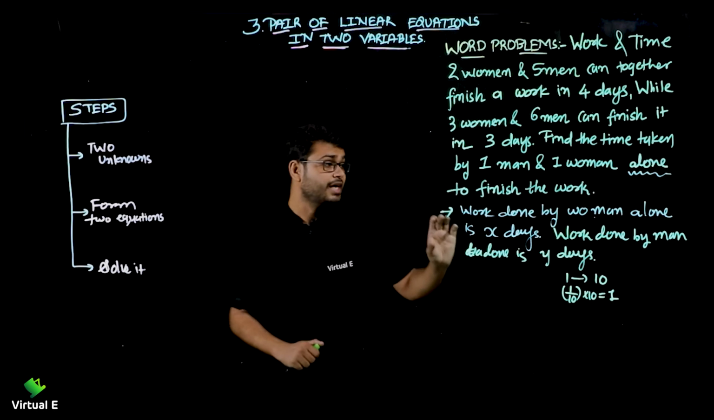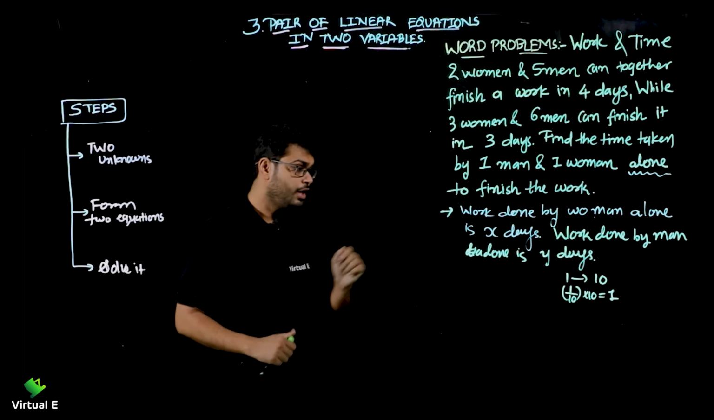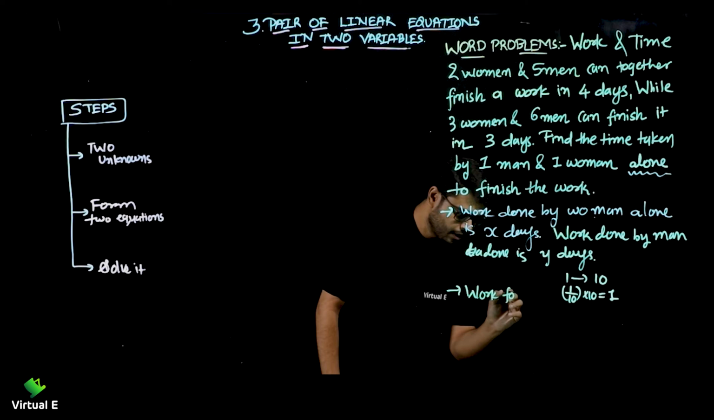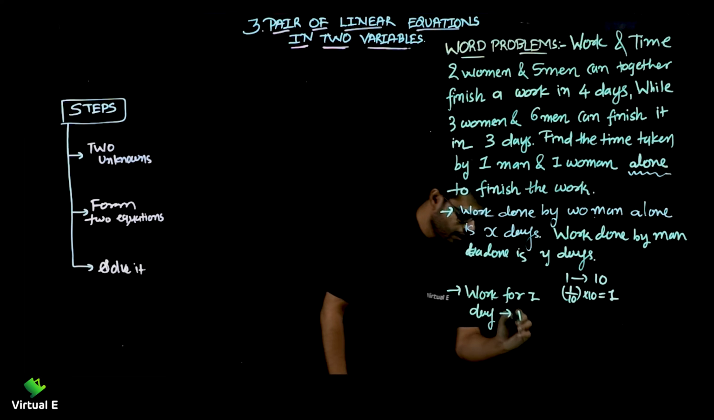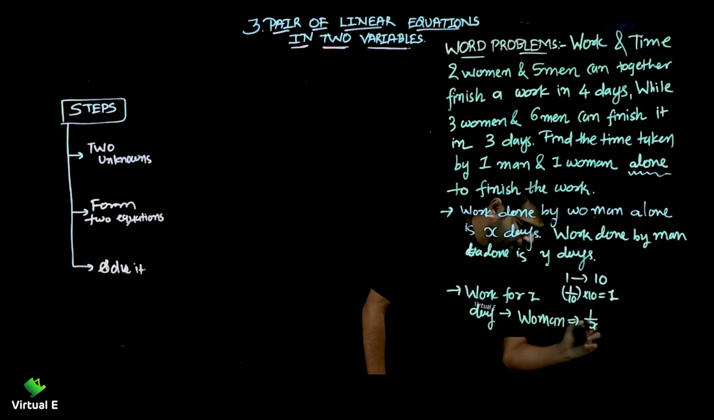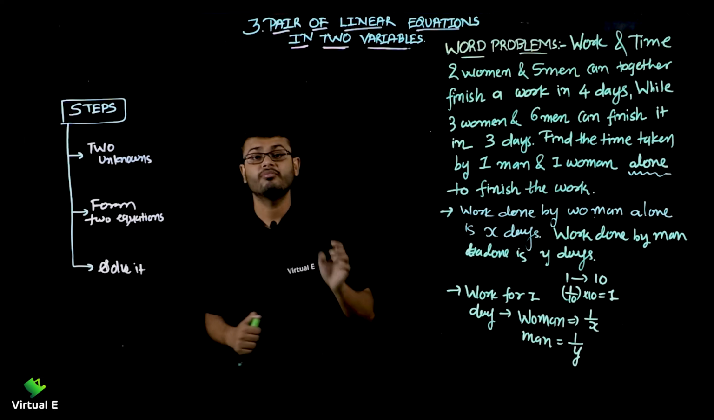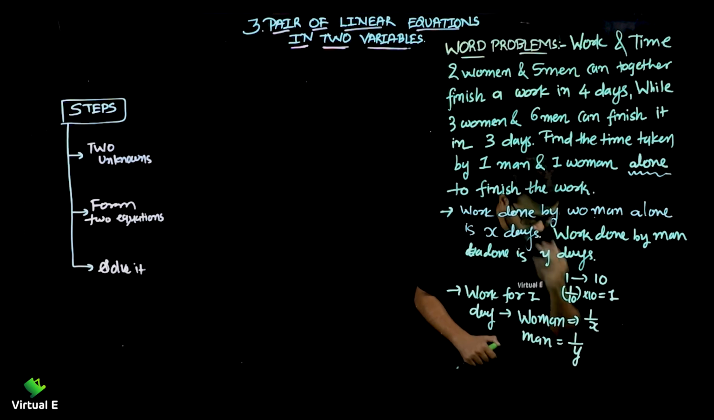Now these are the times taken by a woman and a man to complete the work. If I want to find the work for 1 day, for a woman it is 1 over x, and for a man it is 1 over y, right? So this much work is done by a woman and a man alone in 1 day, right? So let's form the equation.